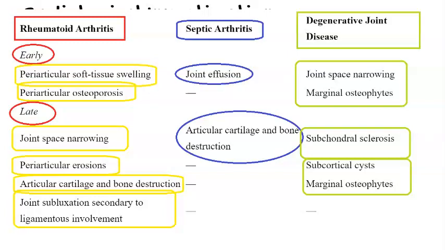For septic arthritis, there is a joint effusion, and late changes are articular cartilage and bone destruction. For degenerative joint disease, early usually joint space narrowing and marginal osteophyte. Late, we can see subchondral sclerosis and subcortical cyst, marginal osteophyte.